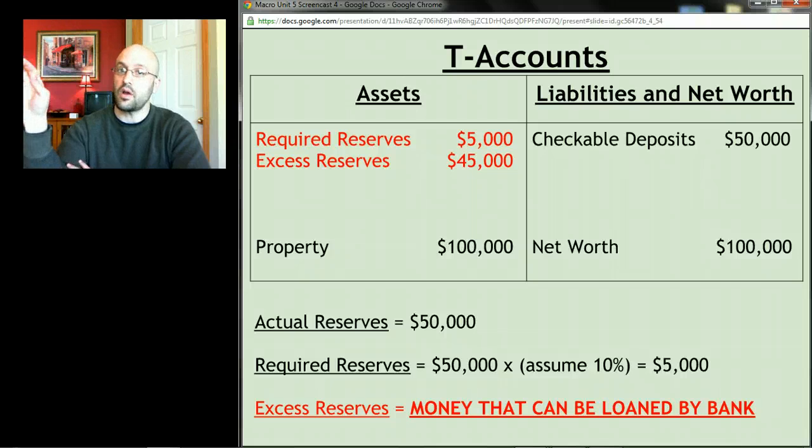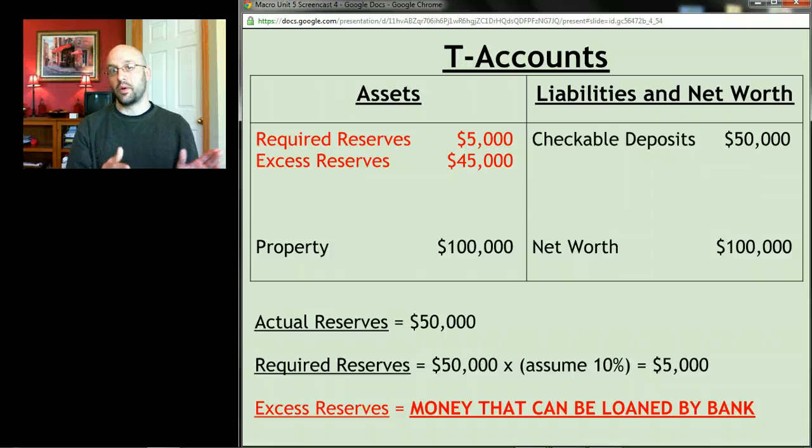What's required to be there, $5,000. What's extra, $45,000. Now those excess reserves are really important because the bank doesn't have to keep that money in the vault. It could do other things with it. And one of the things that banks tend to do with their extra money is to loan it out. This is the fractional reserve banking system, the idea that the bank doesn't have to keep all of your money in the vault.